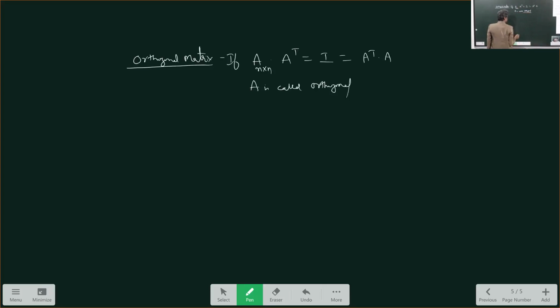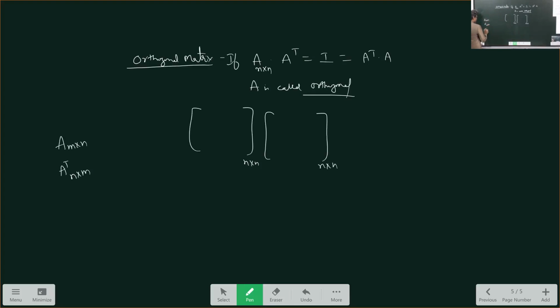What is the beautiful property of an orthogonal matrix? I have A, which is an n cross n matrix, and A transpose, which is also of order n cross n. Because if A is an m cross n matrix, then A transpose would be n cross m. Now what could A into A transpose be? If both are n cross n, then this matrix multiplication is possible, and the result will be a new matrix B.